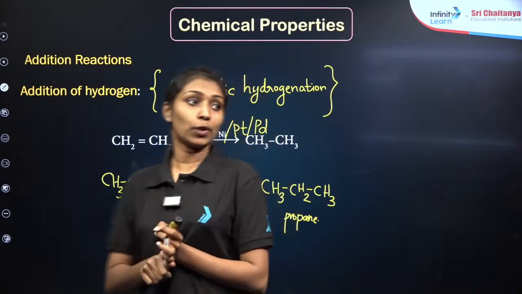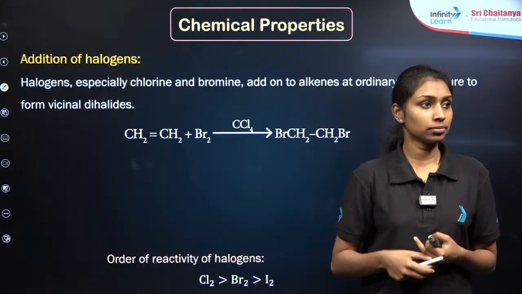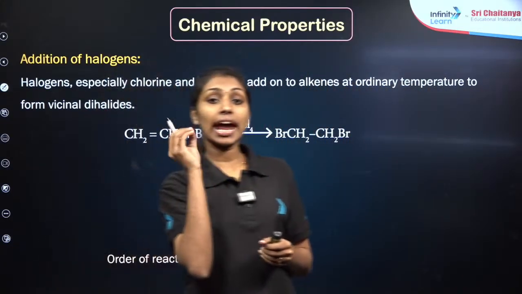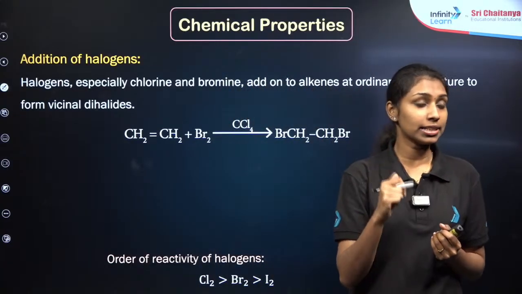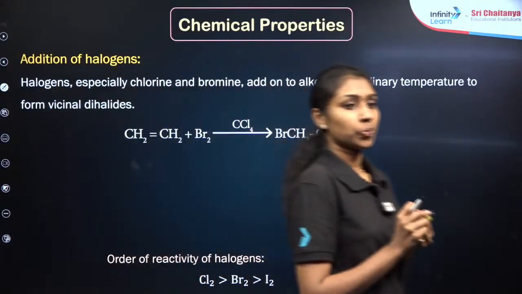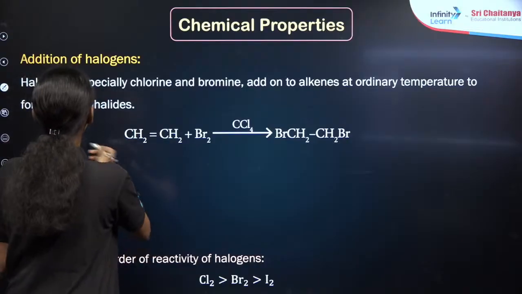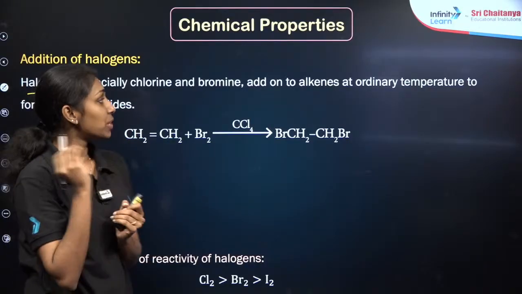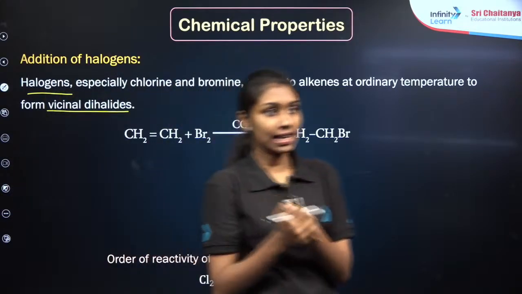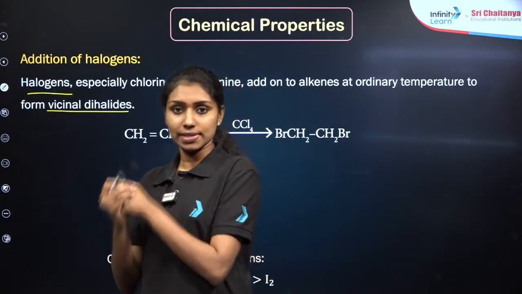Now let me move to the next type of addition reaction, the addition of halogens. Instead of hydrogen, we are adding halogens, any of fluorine, chlorine, bromine or iodine. In general, we do chlorination, bromination and iodination. Halogens, especially chlorine and bromine, add to alkenes at ordinary temperature to form vicinal dihalides, which means two halogen atoms present on adjacent carbon atoms.